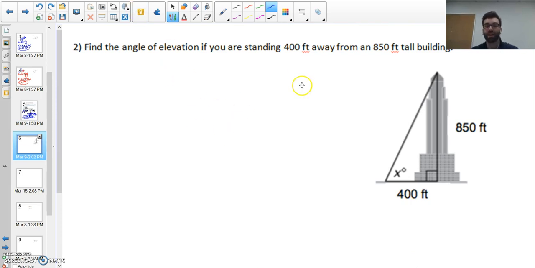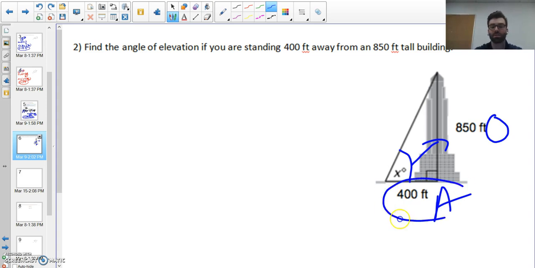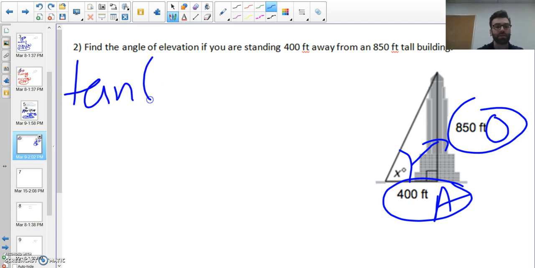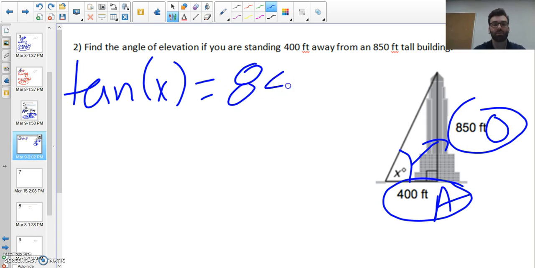So find the angle of elevation. If you are standing 400 feet away from an 850-foot tall building, wow, that's neat. So angle of elevation means this angle right there. This is my opposite. That's my adjacent. So I'm going to use tangent, O and A. Tangent of some angle, I don't know what the angle is, equals opposite, 850, over adjacent, 400.